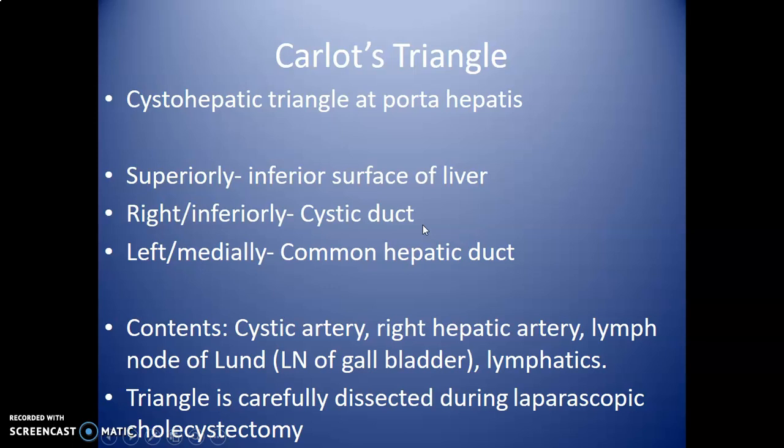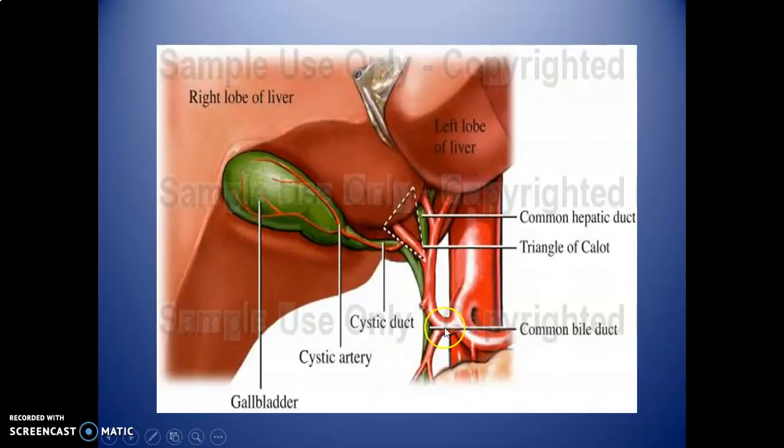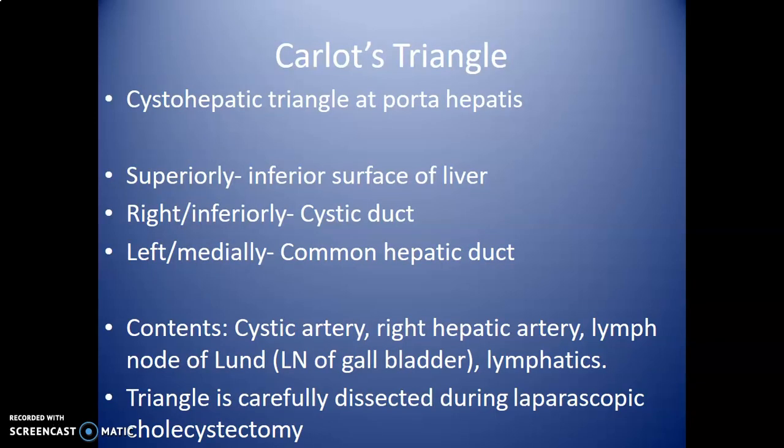What are the contents of Calot's triangle? You have the cystic artery, the right hepatic artery, and the lymph node of Lund. These are a group of lymph nodes that drain the gallbladder, and you have lymphatic vessels. So those are the contents.